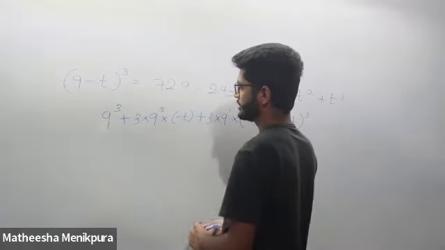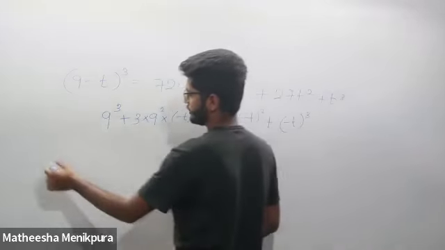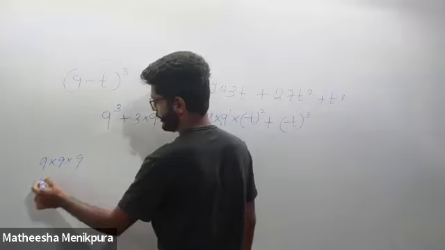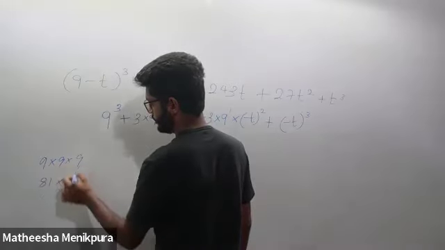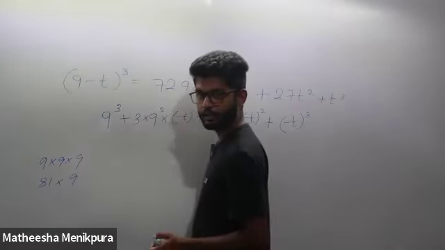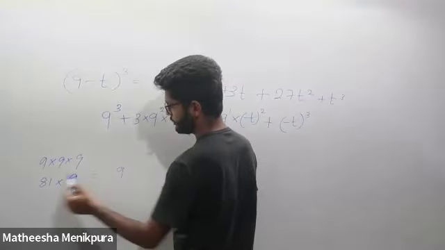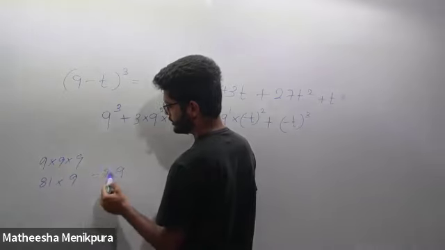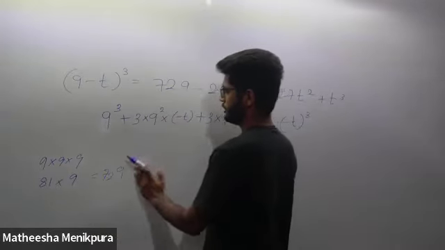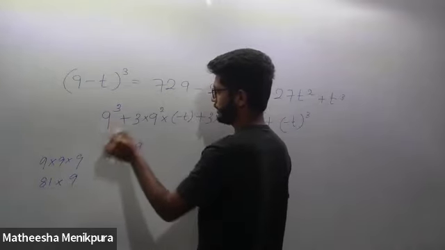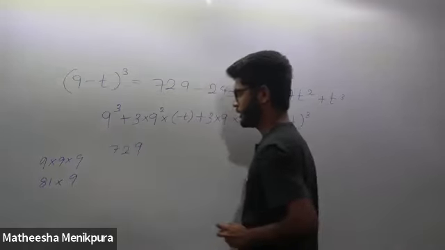Now 9 to the power 3. What is 9 to the power 3? 9 into 9 into 9. 9 into 9, 81. 81 multiplied by 9. 1 times 9, that is 9. 8 times 9, that is 72. Therefore, 729. 9 to the power 3 is 729. Okay.